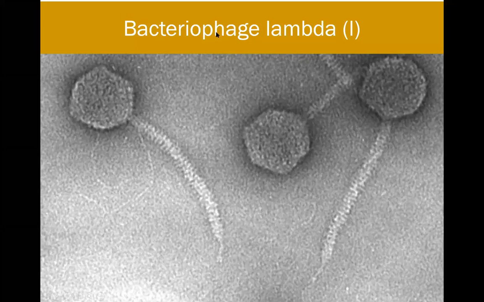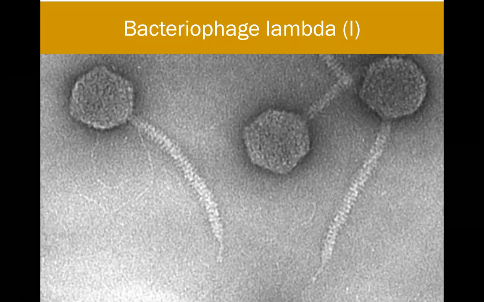Firstly, this is the bacteriophage lambda. It has its natural host as the E. coli bacterium. It performs both lytic as well as lysogenic cycle. So this is a temperate phage.